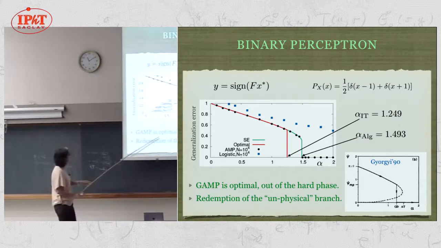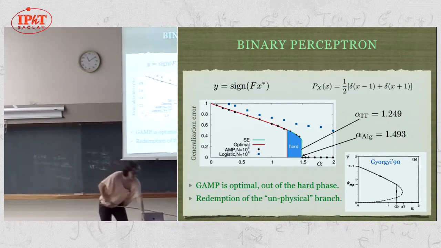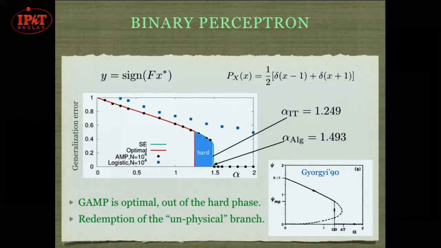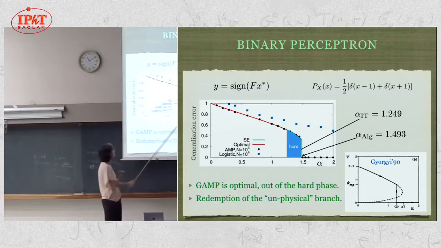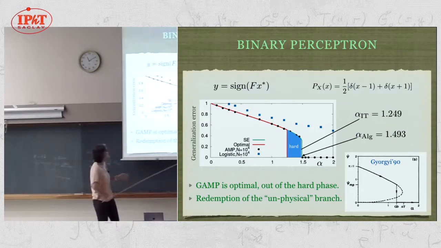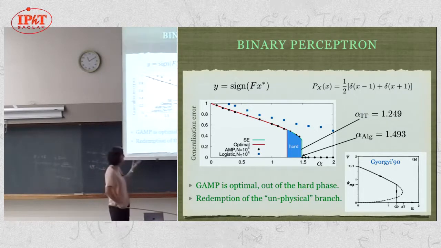Okay, so GAMP is optimal out of the hard phase. So this is saying that this algorithm is asymptotically giving us the optimal error everywhere, except the region of parameters here. And in a sense, it's a redemption of this unphysical branch and of this unphysical replica symmetric solution. It's perfectly meaningful if you care about what this algorithm does.